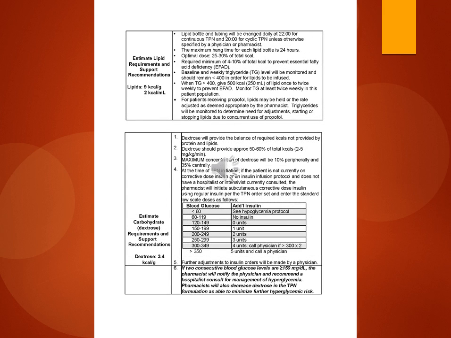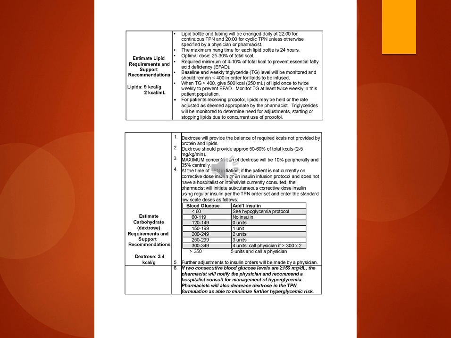Estimate lipid requirements and support. Recommendations. Lipids, 9 kcal/g, 2 kcal/ml. Lipid bottle and tubing will be changed daily at 2200 hours for continuous TPN and 2000 hours for cyclic TPN unless otherwise specified by a physician or pharmacist. The maximum hang time for each lipid bottle is 24 hours.